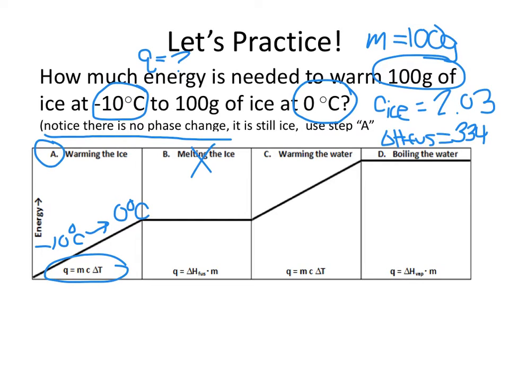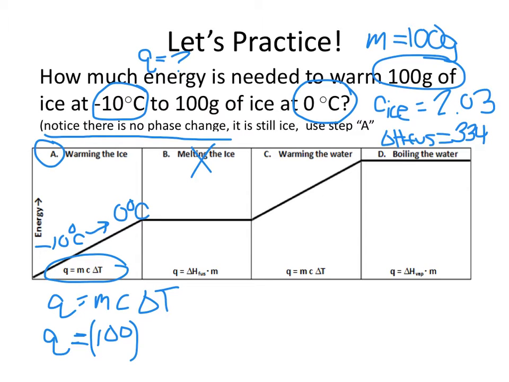All right, so we can do that. Let's write out our equation first. Q equals mc delta T. All right, I'm solving for Q, so I'm going to leave my Q there. Do I know my mass of water? Absolutely. It's 100 grams.